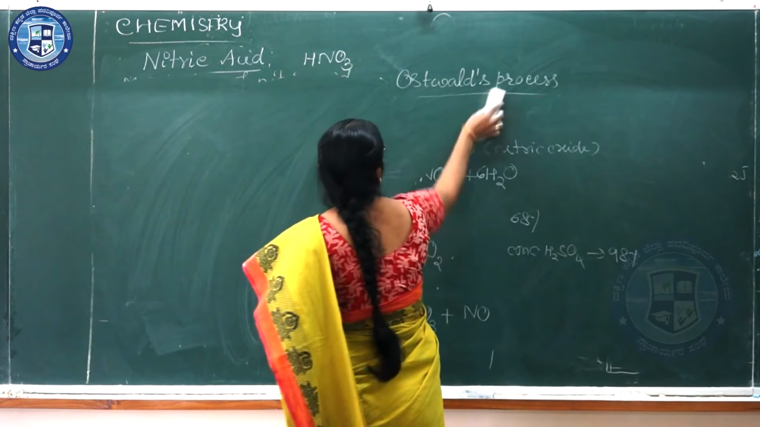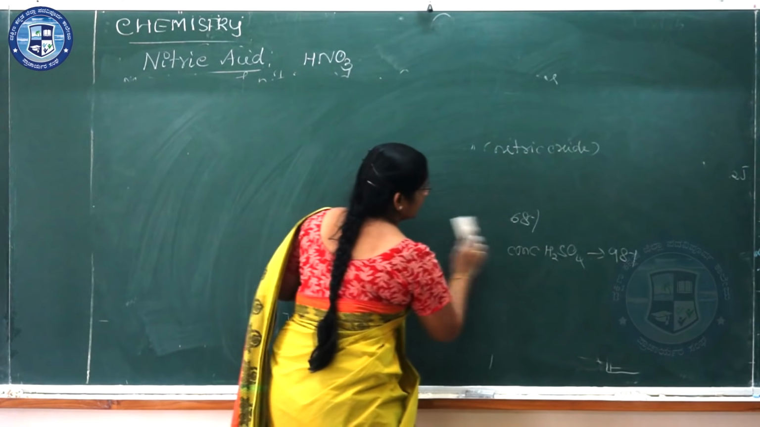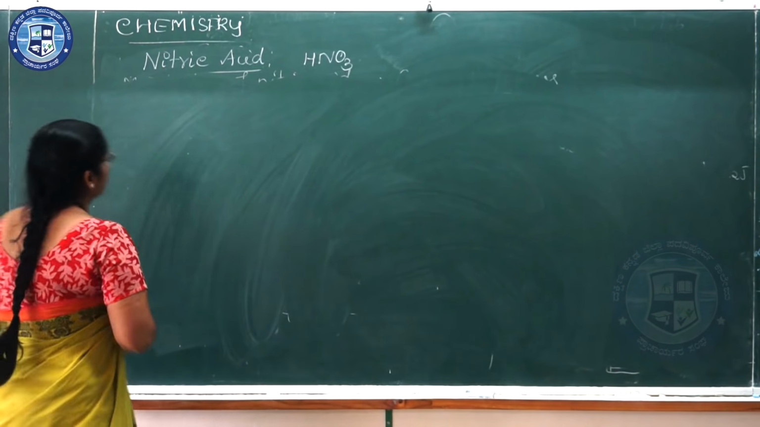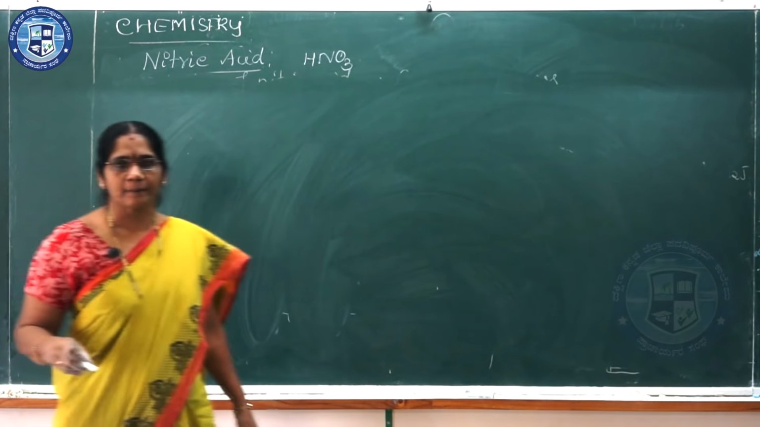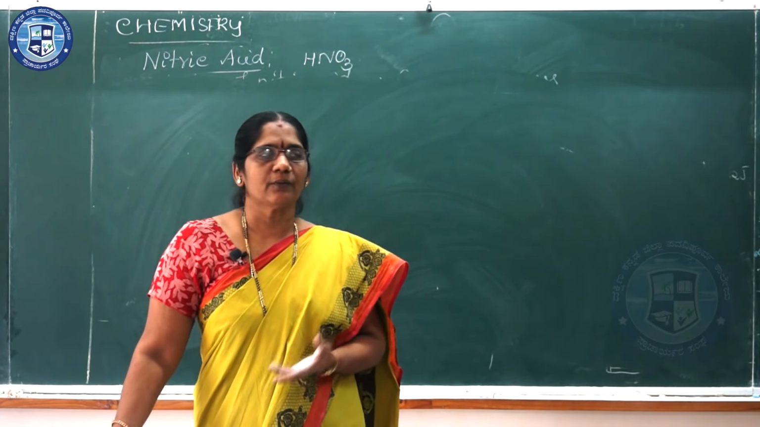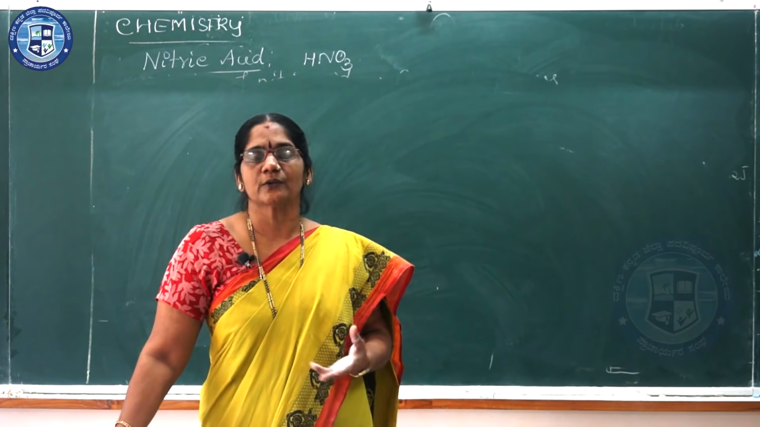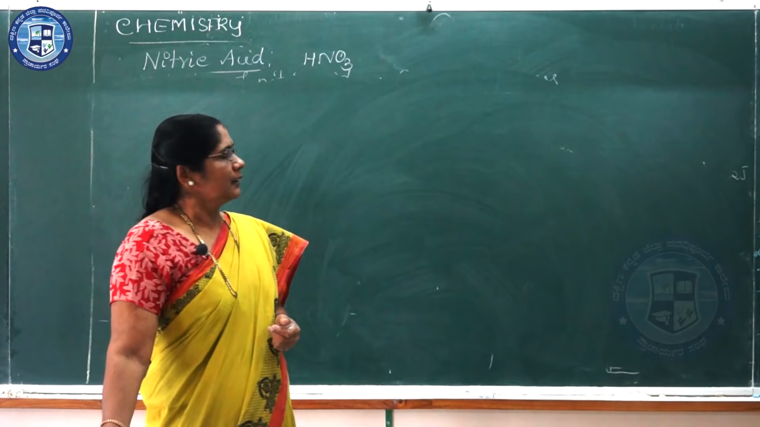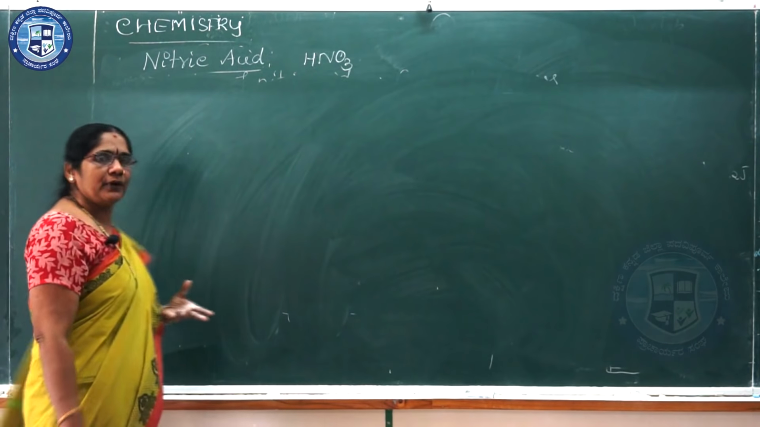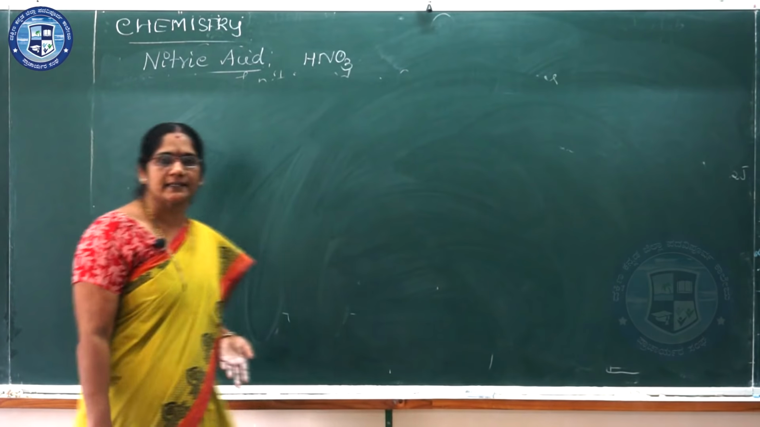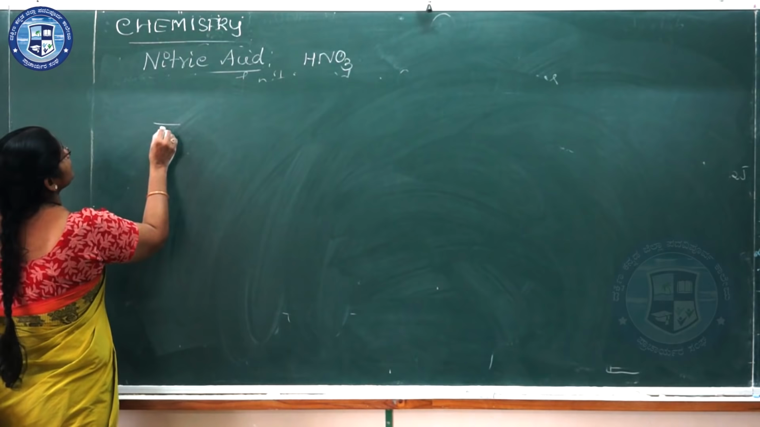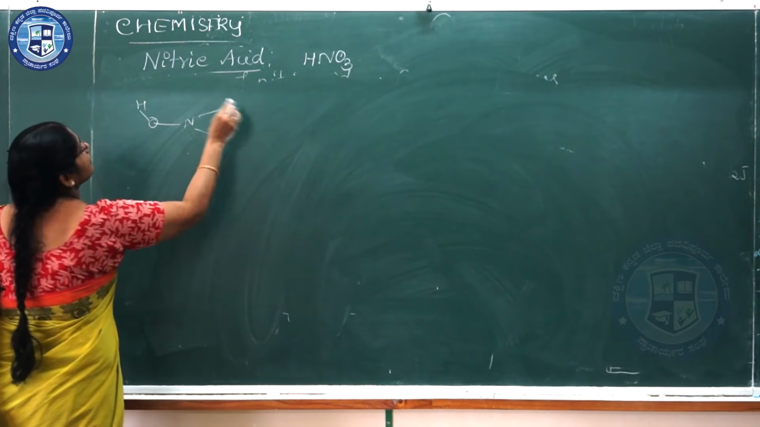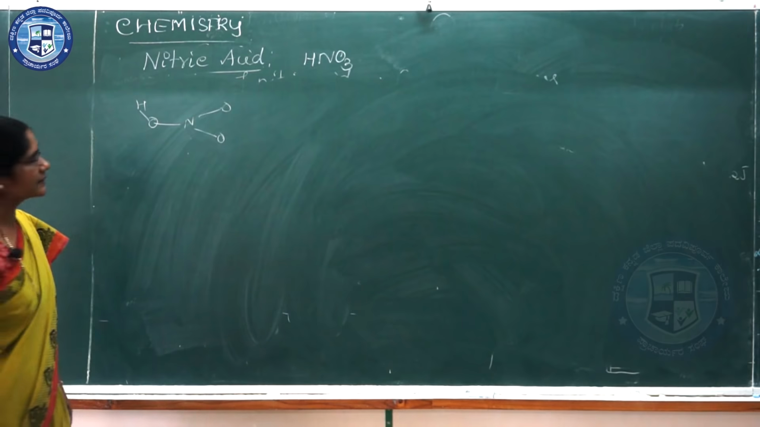Next we will see some of the properties of nitric acid. Nitric acid is a colorless liquid. When it is exposed to air, it gets a slightly yellow color, because by decomposition it gives NO2, which dissolves in the acid to give a light brown yellow color. For laboratory purposes, nitric acid is around 68%, and in the gaseous state it has a structure like this.